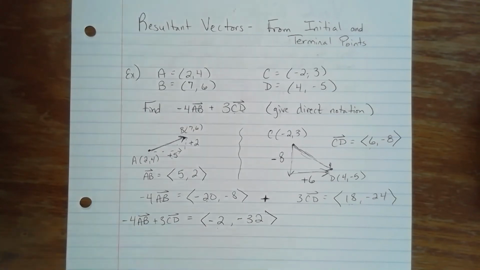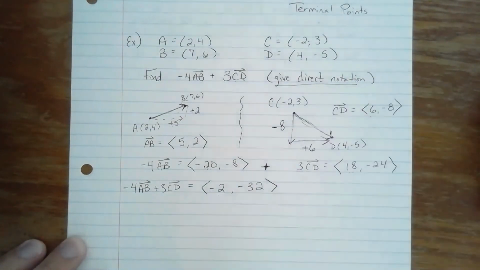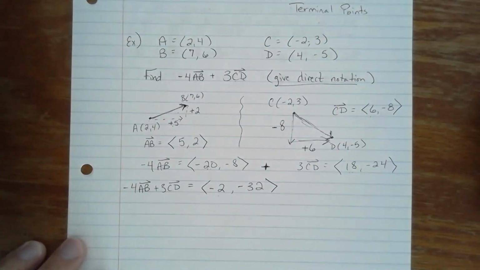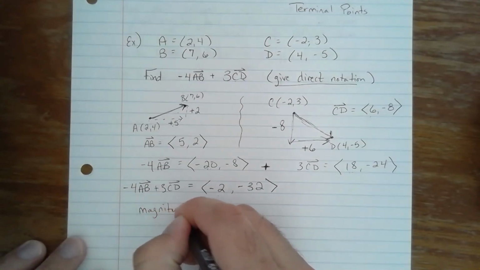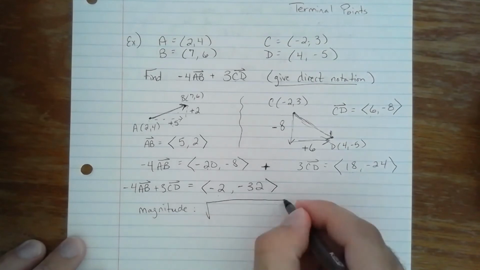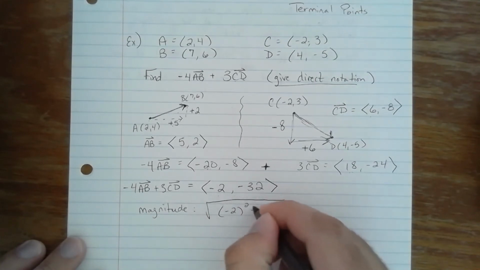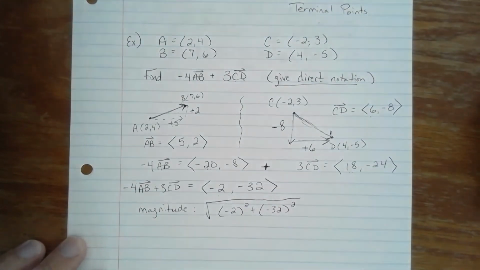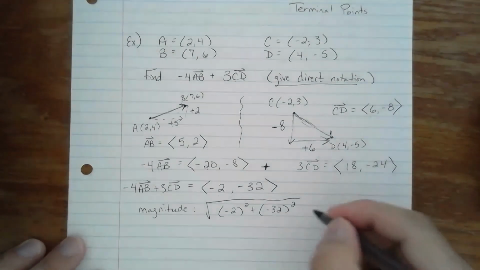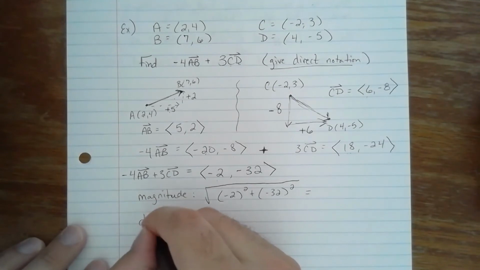All we have to do is find our magnitude and find our direction, because notice back in the beginning, it said to give direct notation, and that refers to that setup where you list both magnitude and direction. So as we've done in the past, we're going to find our magnitude by taking the square root of the sum of the squares of the components. So I'm going to square my negative 2, square my negative 32, add them up, take a square root. I'm going to put all that into the calculator and let it do the work for me.